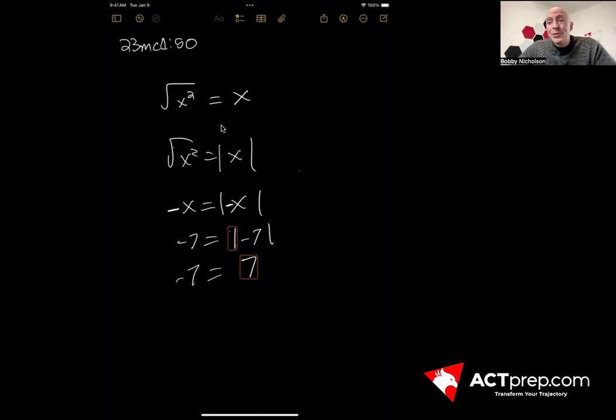But the easy way to do this one, the fast way to do this one, is just to know the square root of x squared is the exact same thing as saying the absolute value of x. So that is your hack.